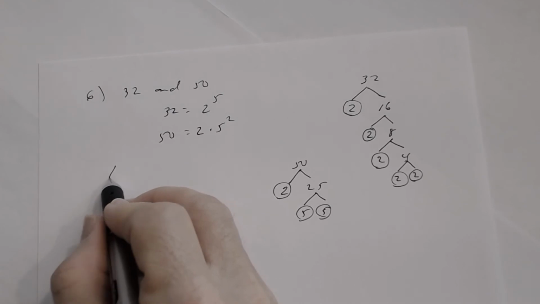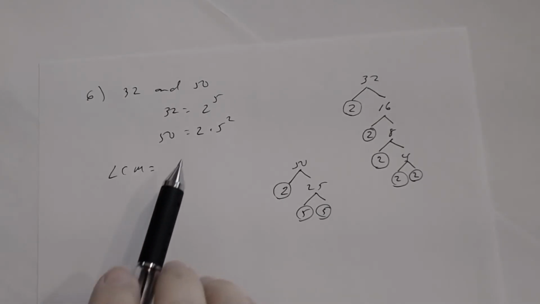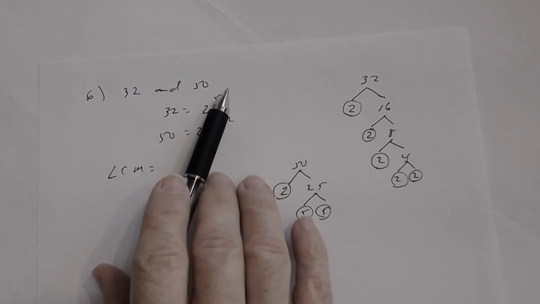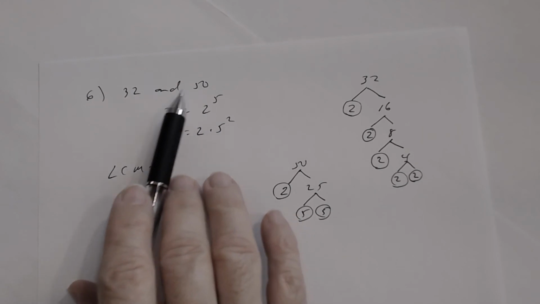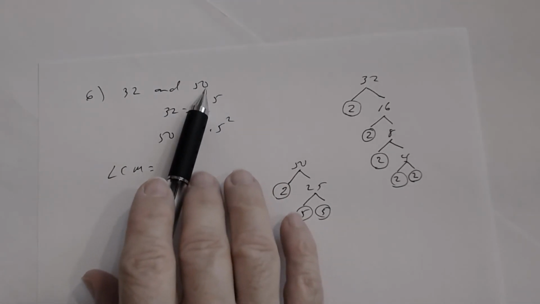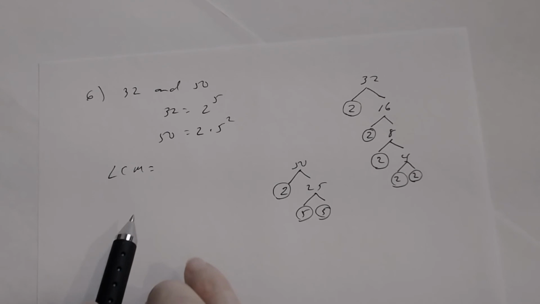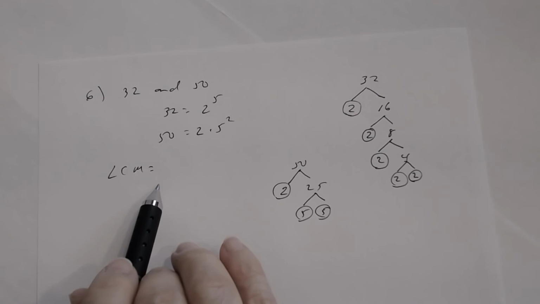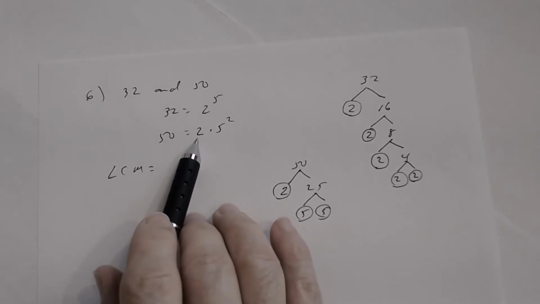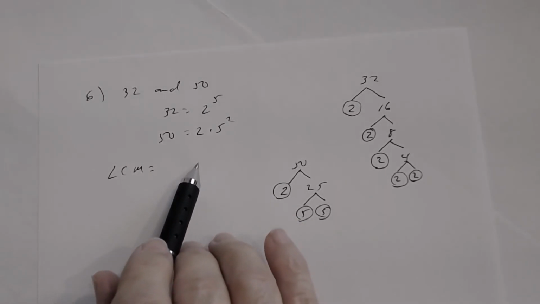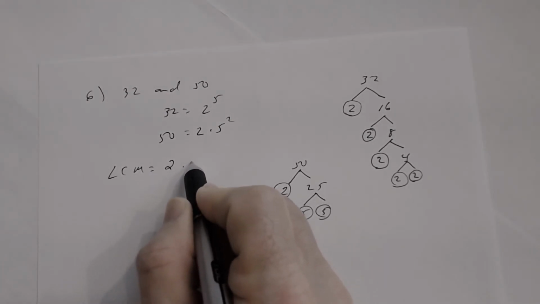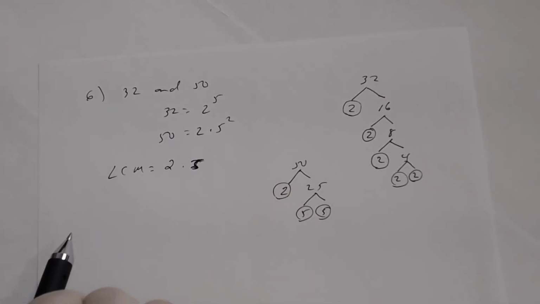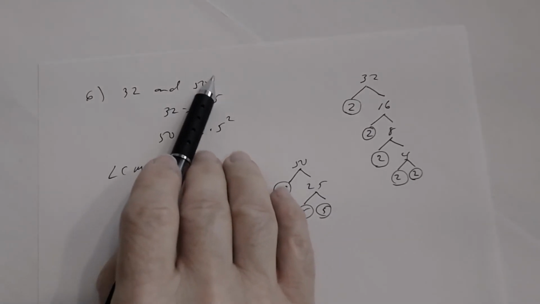Remember, the least common multiple is going to be greater than or equal to 50, because 32 and 50 have to go into that number evenly. The least common multiple has to include every factor you see. I see a factor of 2 and a factor of 5, so I know I'm going to have at least one factor of 2 and one factor of 5.